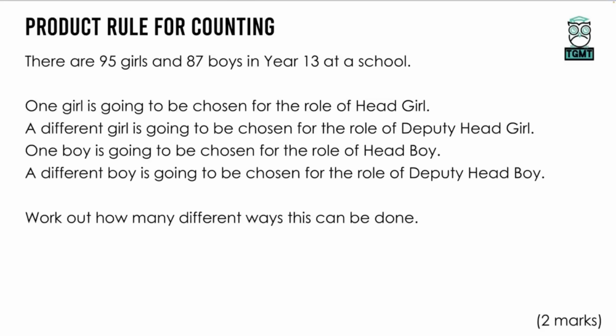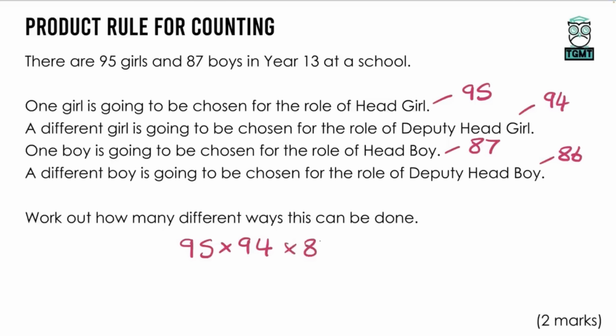So here we have one girl is going to be chosen, and that's out of 95 girls. Now a different girl is going to be chosen for head girl. So once the head girl's been chosen, for the deputy head girl there's only going to be 94 options. With the boys, there is 87 boys, and once the head boy has been chosen, there will only be 86 choices. Now, if we wanted to find the combination of the different girls that could be chosen, we'd just do 95 times 94. However, for each of those different combinations of girls, there is then one head boy which is going to be chosen, which means we need to multiply that by 87, and then there's 86 boys that could be chosen for the deputy head boy.